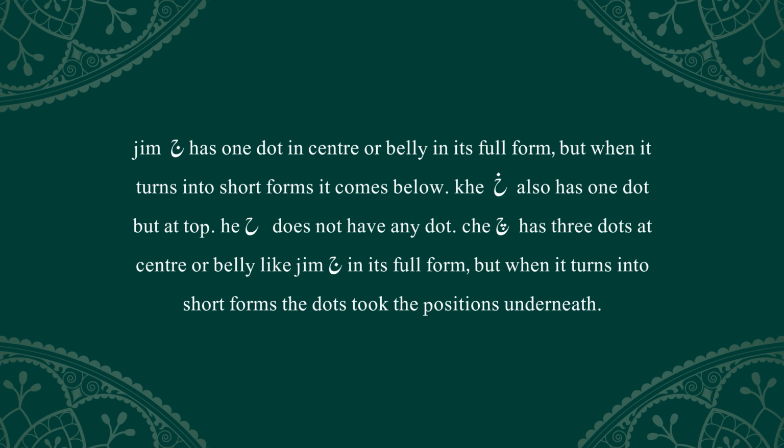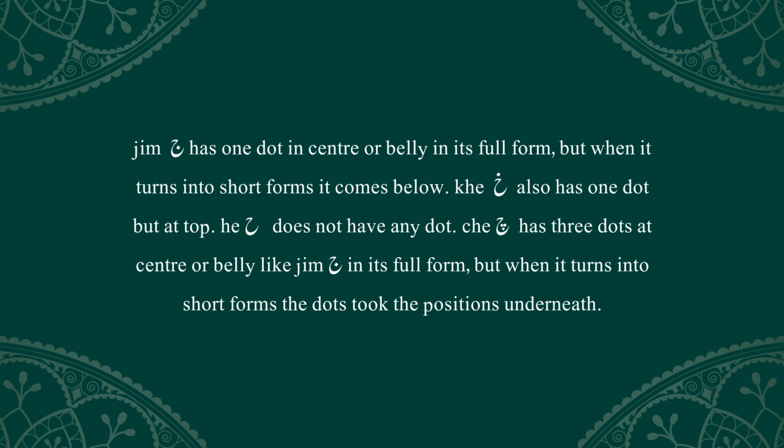But when it turns into short forms, it comes below. The dot comes below. When Jim or the alphabets related to this group come in short form, they will turn into short forms. The dots will change their positions. The dot on Jim will come below or underneath.